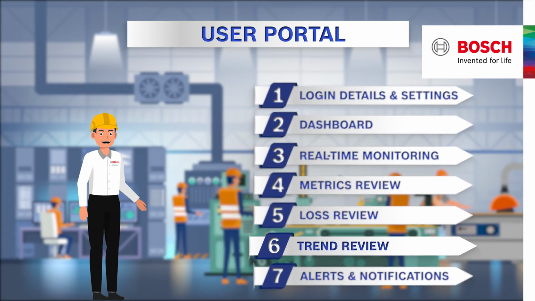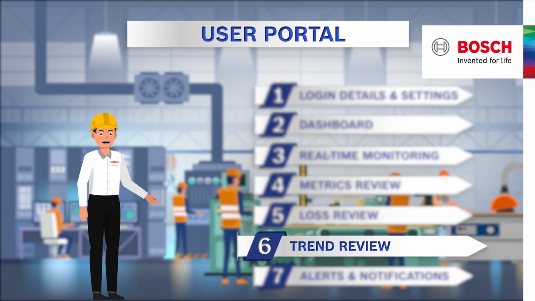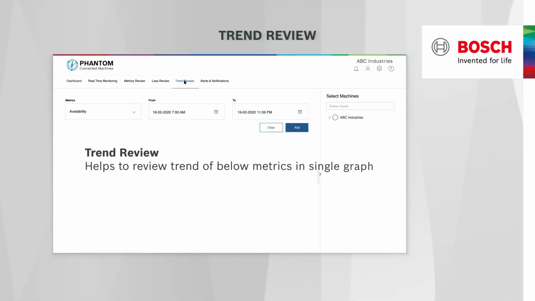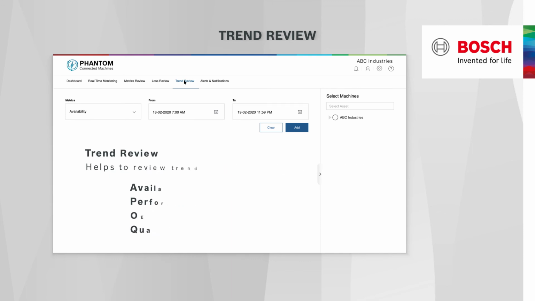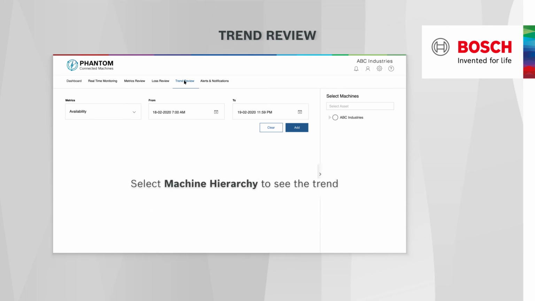Let's now understand trend review. Trend review helps to review trends of required metrics in a single graph. The following metrics are covered: availability, performance, OEE, and quality. Select Machine Hierarchy to see the trend.